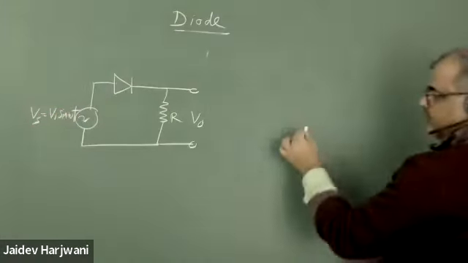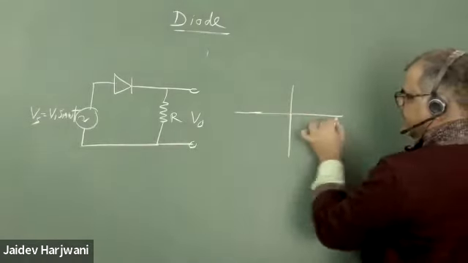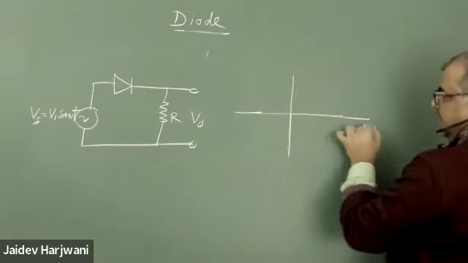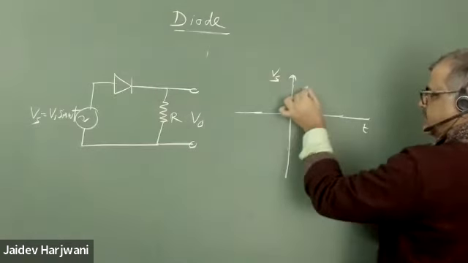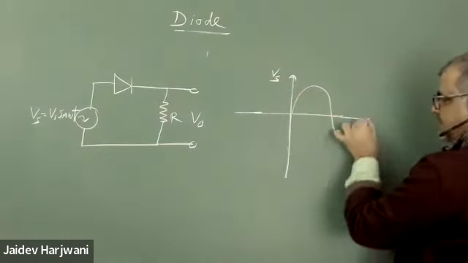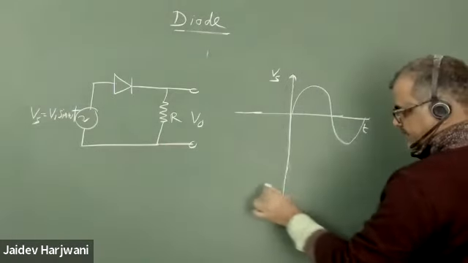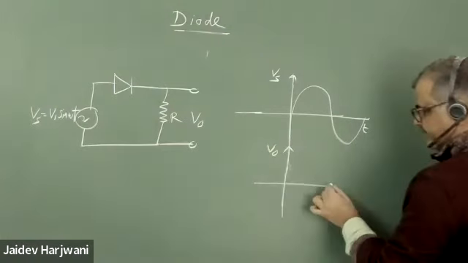So now I know my input, Vs or Vi. I know this with time. I'm applying some signal like this. Now I want to measure this voltage. Say I'm measuring this output.